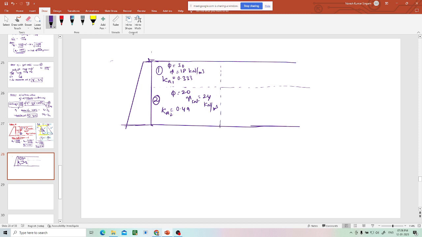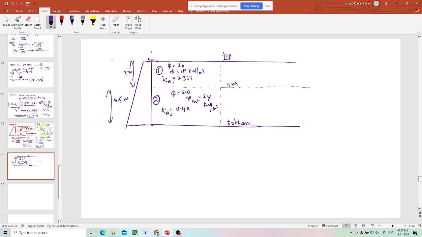Now this is the top. This is 3 meter depth, right? This is 3 meter and this is 4.5 meter. So this is 3 meter and this is 7.5 meter, or you can say the bottom. I'll give them names.